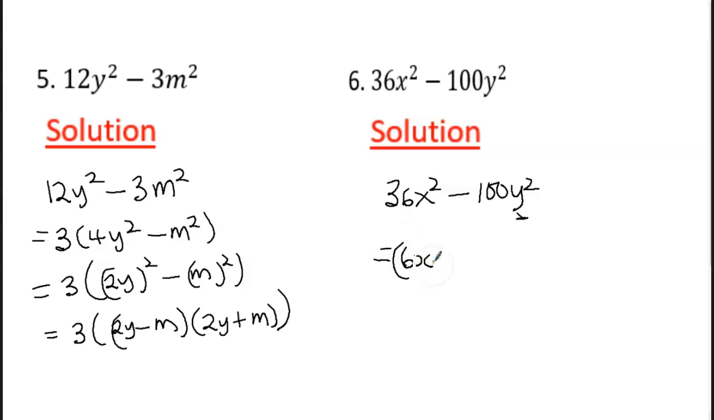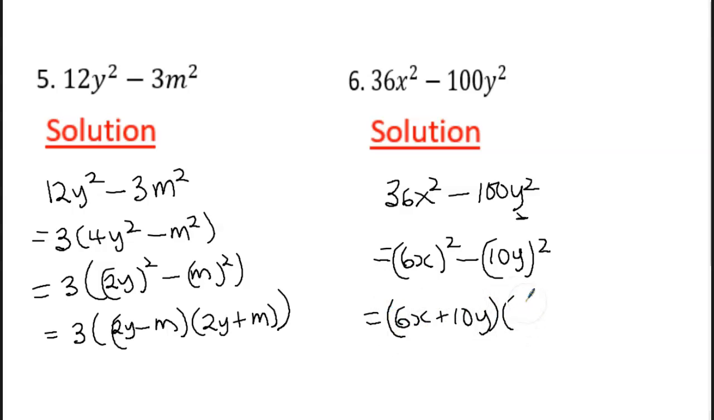6x all squared. It's the same thing. We have not changed anything. And then this one will be 10y all squared. Can pick one of each. 6x plus 10y in one bracket, in another bracket 6x minus 10y.